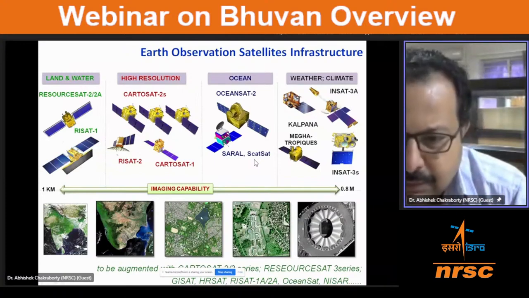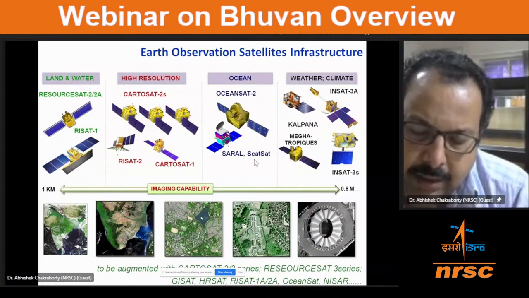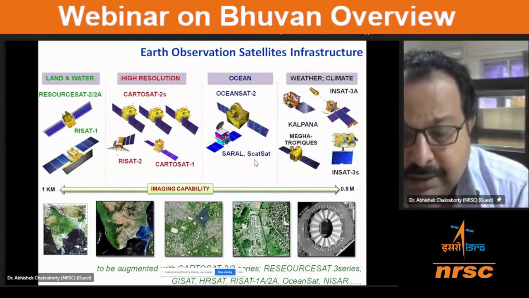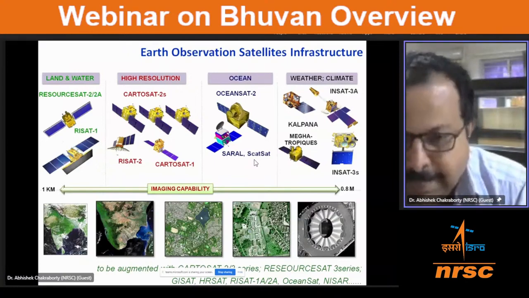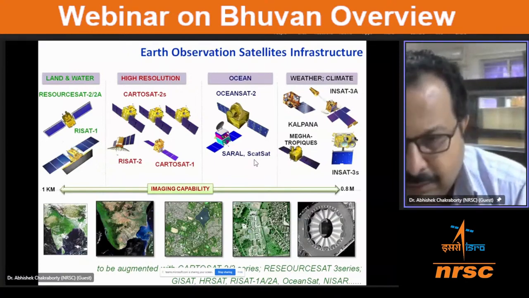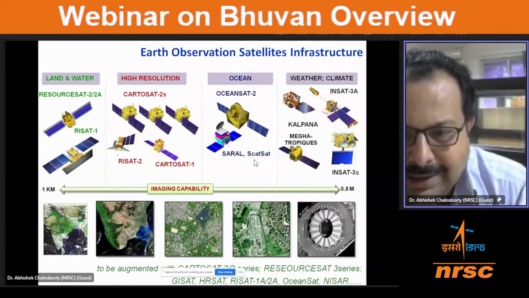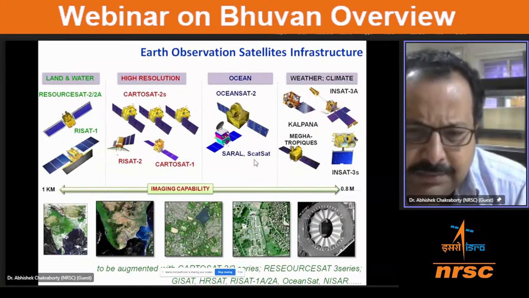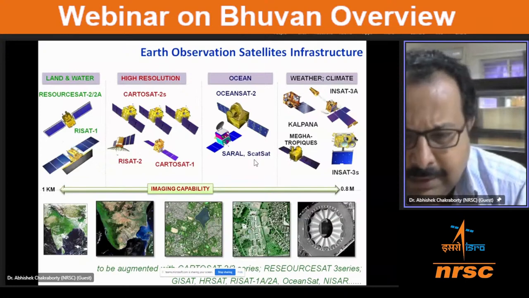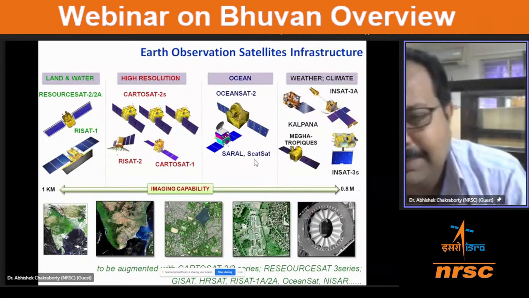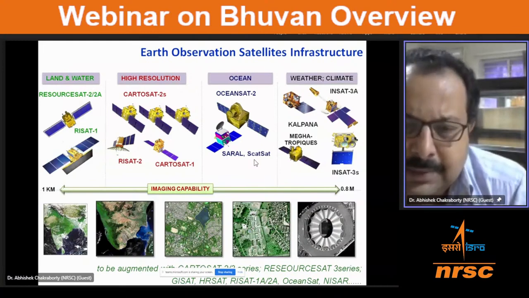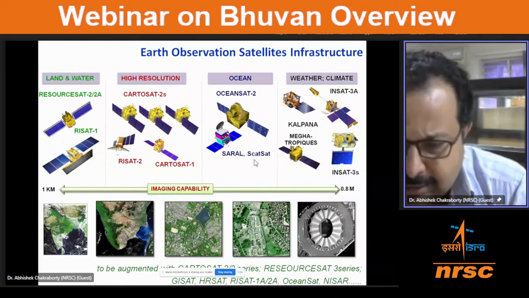Say, for example, 10 meter to 50 meter. We are very comfortable with 10 meter to 15 meter of spatial resolution, but our repeatability needs to be at least 5 days minimum. The more the repeatability, the happier we are, but on an average 5 days repeatability with 10 meter to 50 meter resolution, most of the agricultural applications can be done. But some specific applications of course require even higher resolutions.